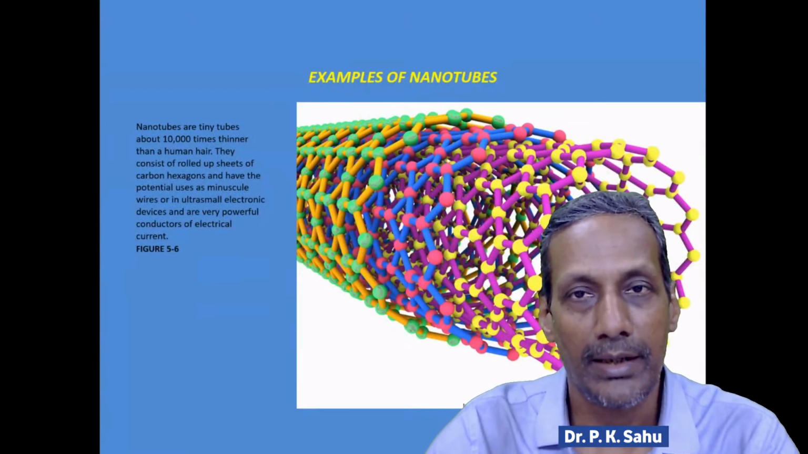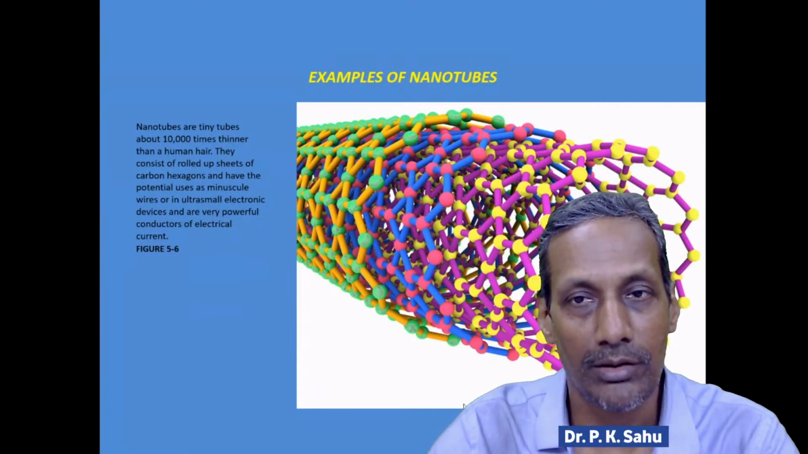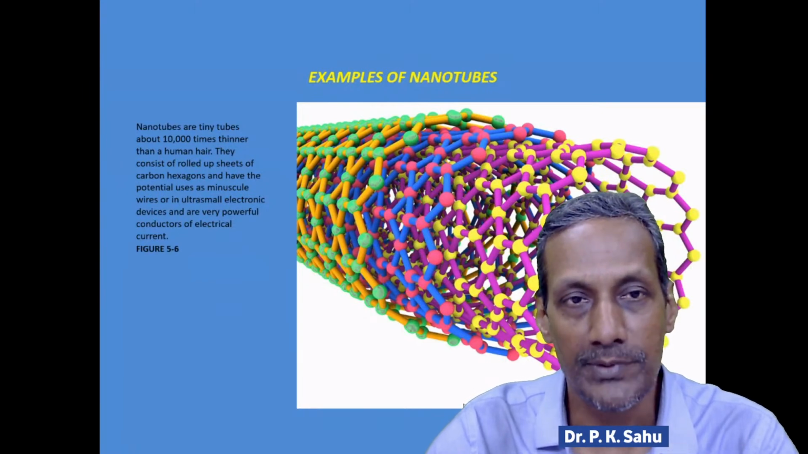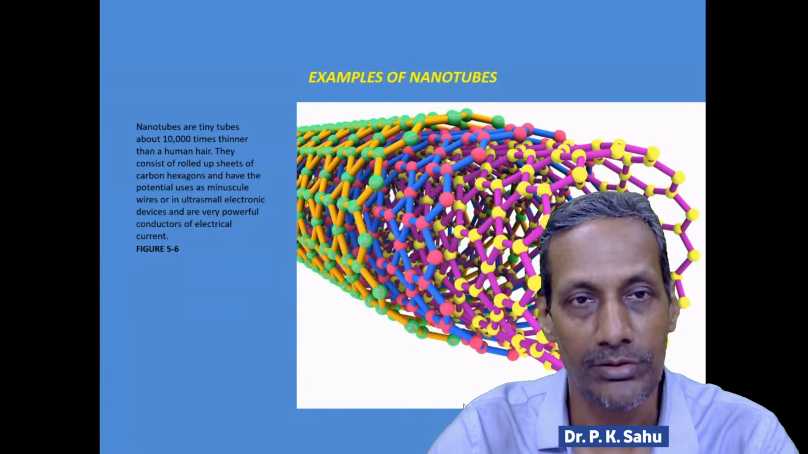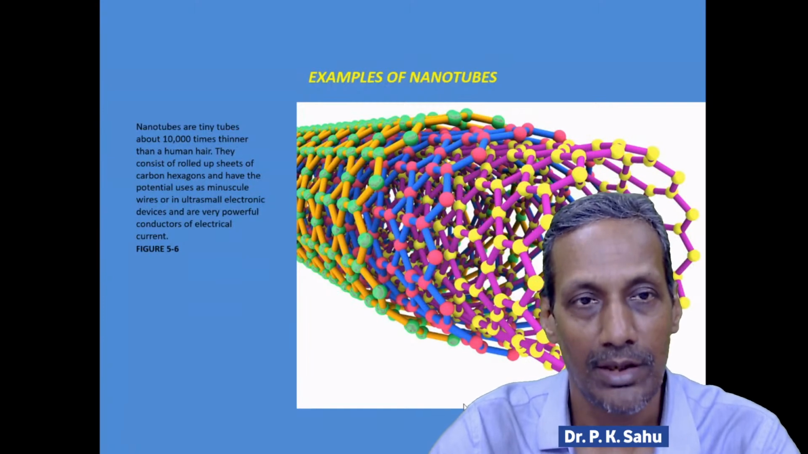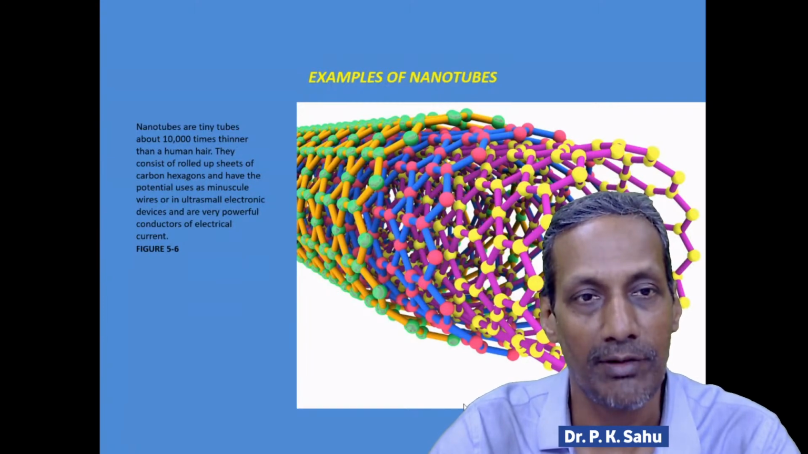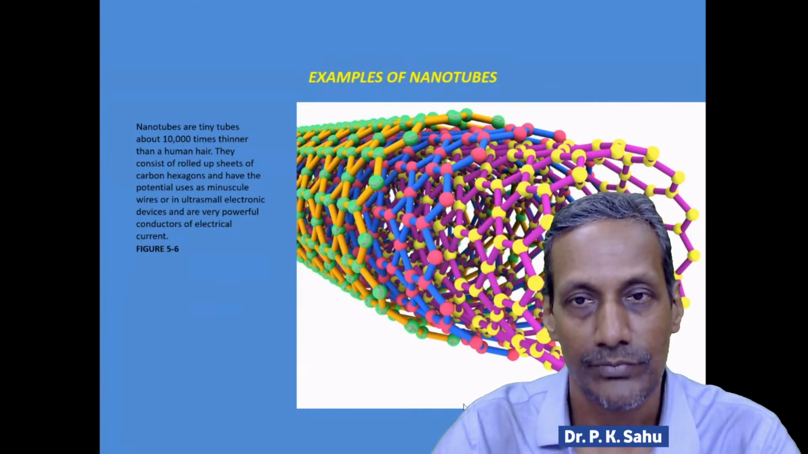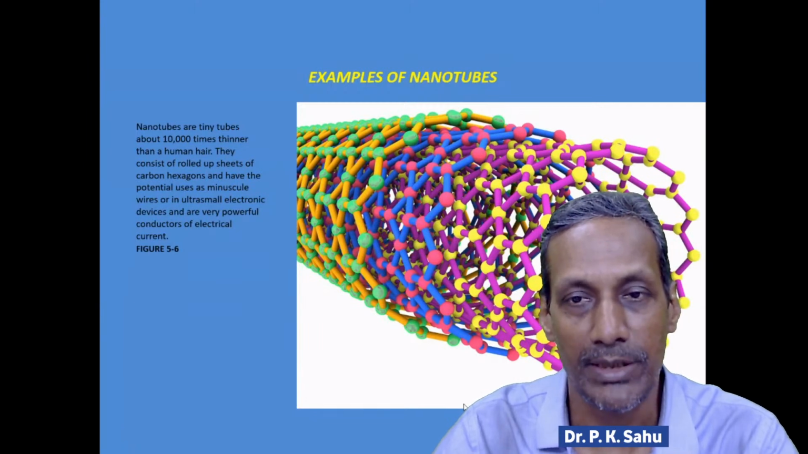This shows an example of a nanotube or the nanotubes. Nanotubes are nothing but capillary tubes or tiny tubes about 10,000 times thinner than a human hair. These nanotubes consist of rolled up sheets of carbon hexagons and have potential use as minuscule wires or in ultra small electronic devices, and are very powerful conductors of electrical current. So data can travel at lightning speeds from one place to another through these capillary tubes.